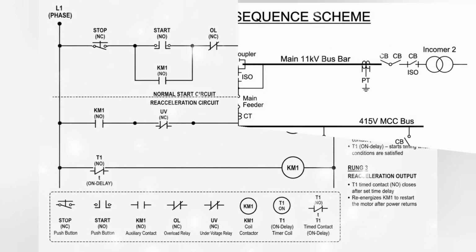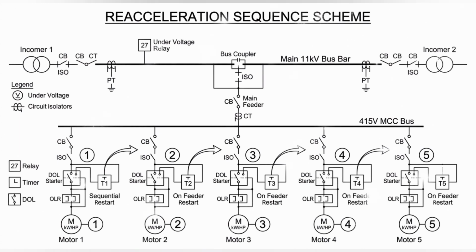In a large facility, we cannot restart all motors at once because the combined inrush current would trip the main incomer. This single-line diagram shows the reacceleration sequence. By setting different time delays, T1, T2, and so on, on each feeder, the motors restart in a staggered order, 1 through 5. This ensures the 415-volt MCC bus remains stable and prevents the undervoltage relay from tripping again.